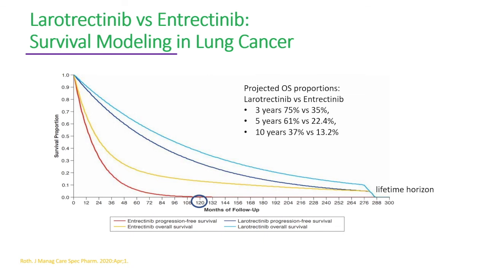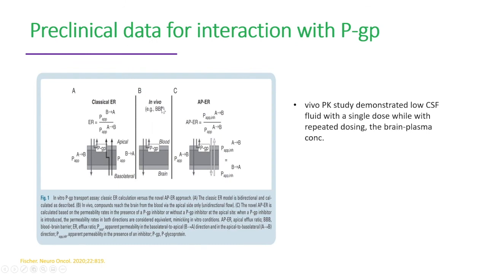Of course, these models are classical. We use them in economics, and they used it in Crizotinib, and after a long time follow-up, it matches their survival extrapolation. Quickly, about interaction, if you look at the blood-brain barrier, P-glycoprotein works as a guard, which doesn't allow drugs to go to the brain.